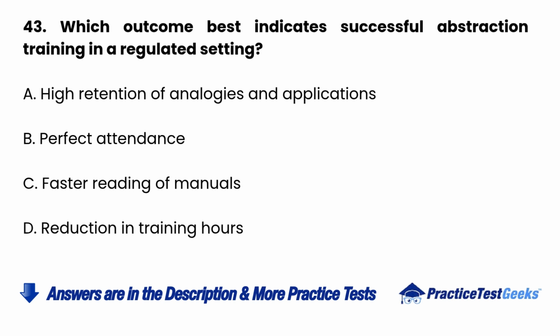43. Which outcome best indicates successful abstraction training in a regulated setting? A. High retention of analogies and applications. B. Perfect attendance. C. Faster reading of manuals. D. Reduction in training hours.